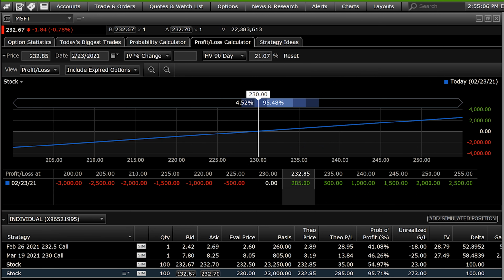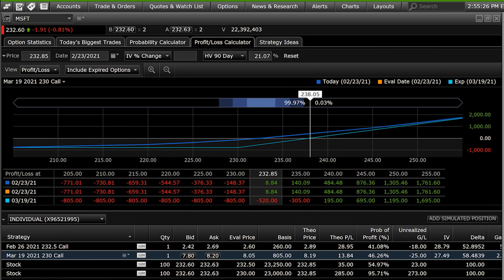Now keep in mind, if you were to buy 100 shares of Microsoft, your total risk that you would take is $2,300. In addition to that, that's how much you would have to have in cash in your account to be able to buy those shares. Now to me, I will take the risk of $805 any day with the same upside potential and the same profit potential as buying 100 shares of stock.